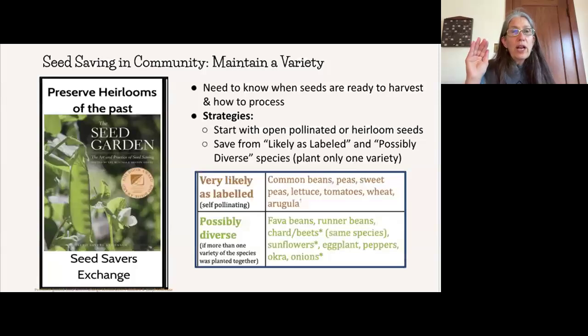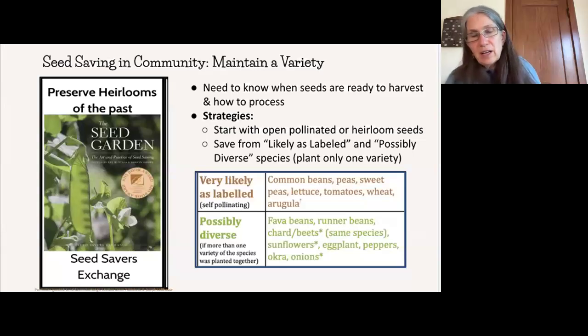Once again, if you are wanting to maintain a particular variety, referencing this book, The Seed Garden, is a great place to start, and it would really help you with growing out possibly diverse seeds. So that's the way to go. Once again, with those possibly diverse seeds, if you just plant one variety, you're going to really reduce your risk of having cross-pollination.